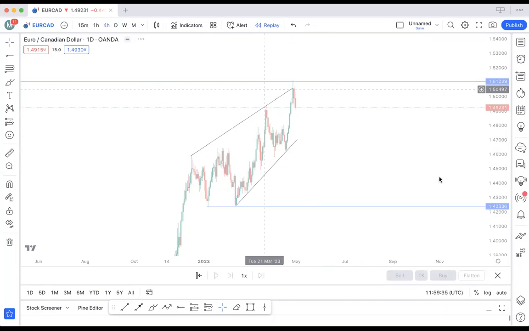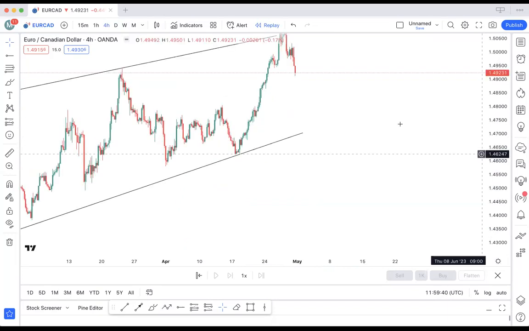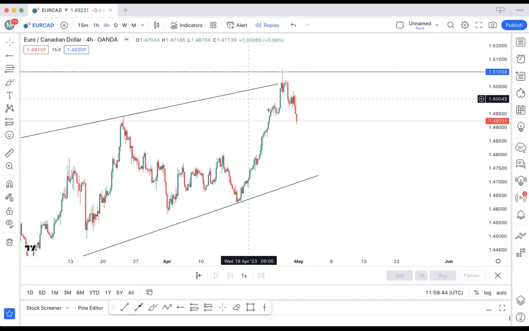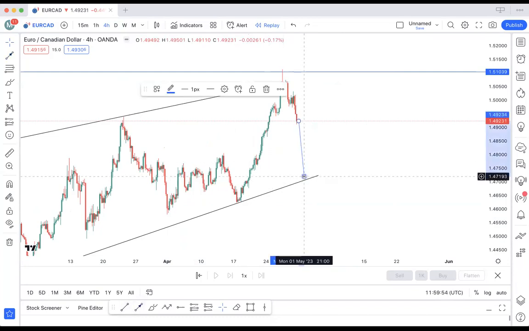So let's jump on to the 4-hour. On the 4-hour, the only thing that I can say we are seeing is this overall head and shoulder pattern. This is the left shoulder, the head and the right shoulder, which means this is confirming that overall bearish momentum to the downside.